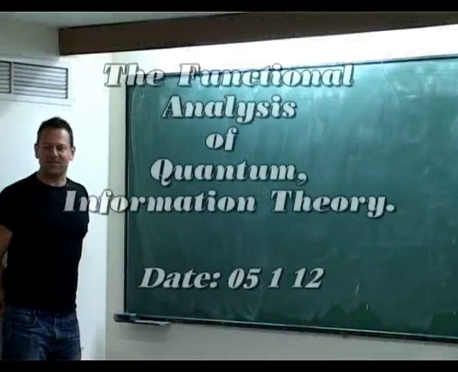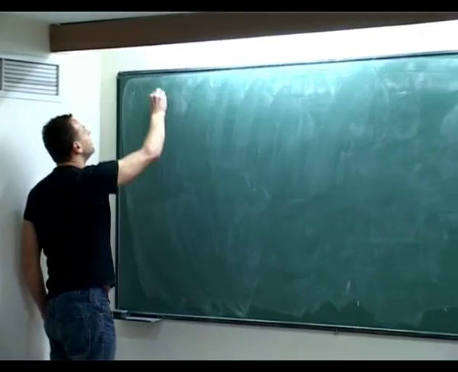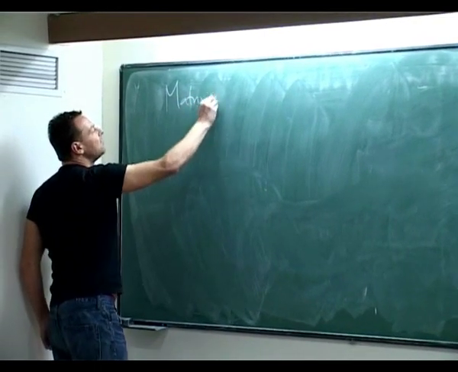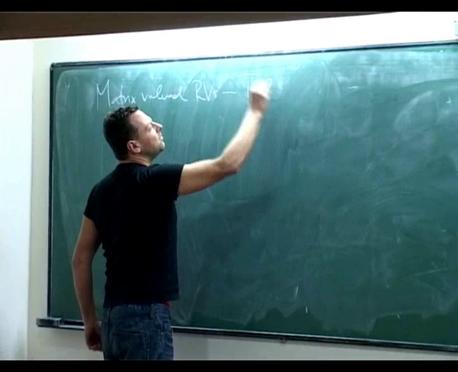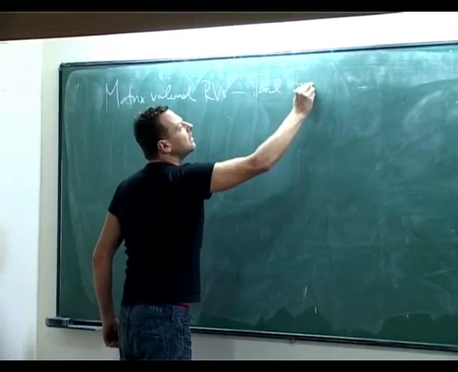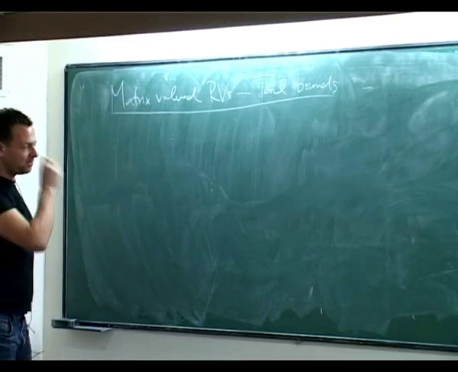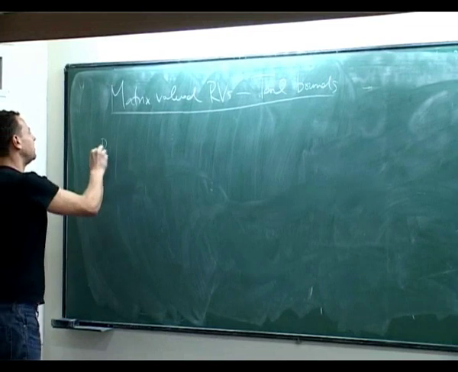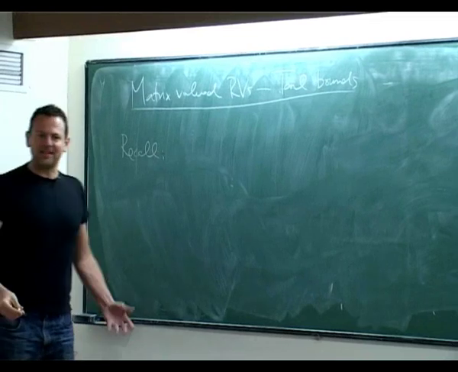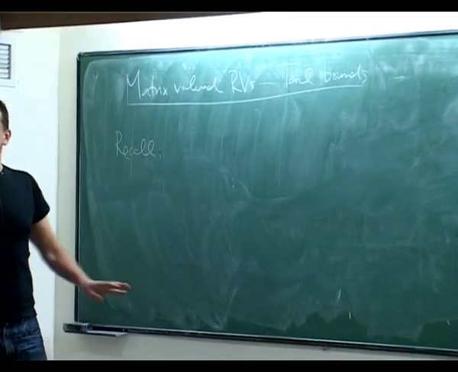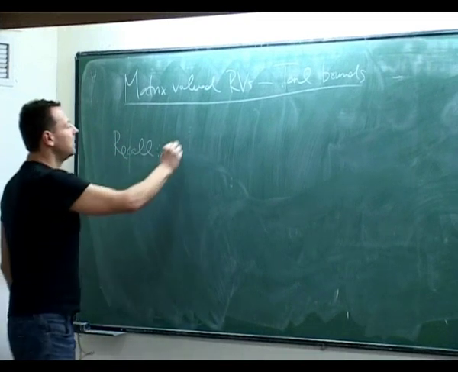So yeah, today I want to start with another subject, matrix valued random variables, and in particular tail bounds for sums of independent random variables. For this purpose, I want to remind you of some facts in probability that maybe you're all aware of, but it's maybe good to look at this to see how this can be generalized to matrices.